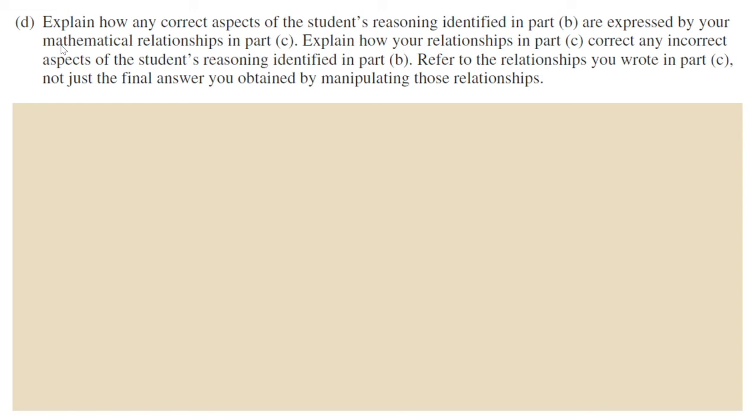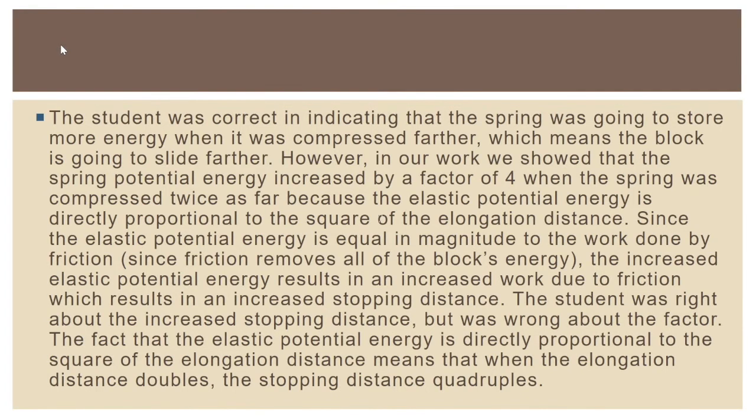Okay, so there's a lot there. We need to explain how what the kid said is shown in our work. We need to explain how we corrected their wrongness. And we need to refer to the relationships we wrote, proportionality, really. So what I wrote here was the student was correct in indicating that the spring was going to store more energy when it was compressed farther, which means the block is going to slide farther. However, in our work, we showed that the spring potential energy increased by a factor of 4 when the spring was compressed twice as far because the elastic potential energy is directly proportional to the square of the elongation distance.